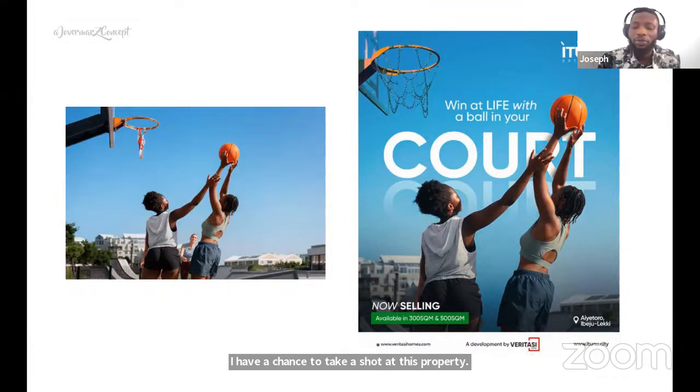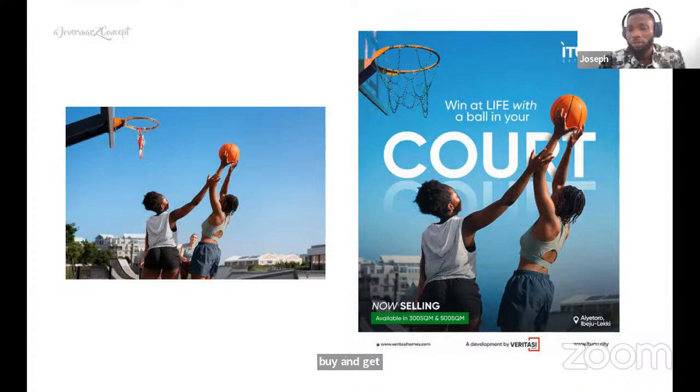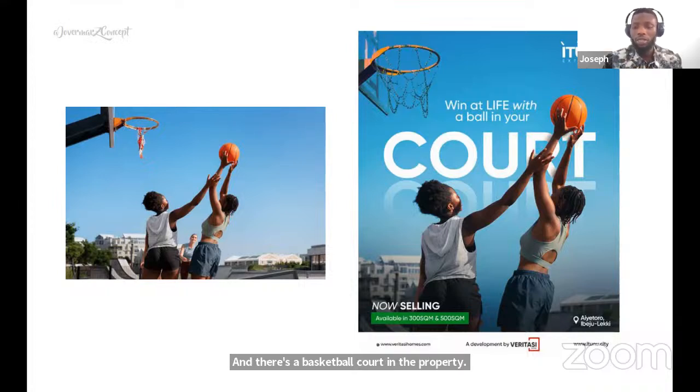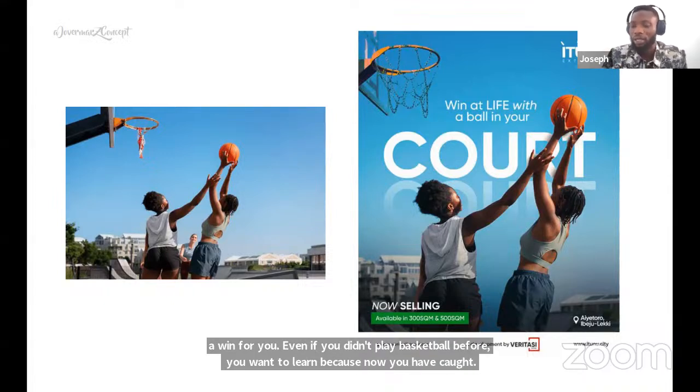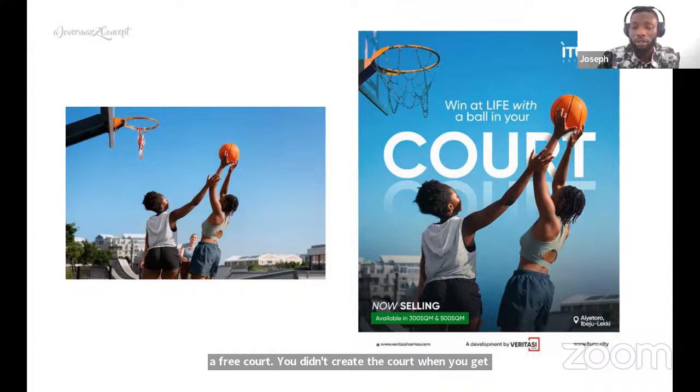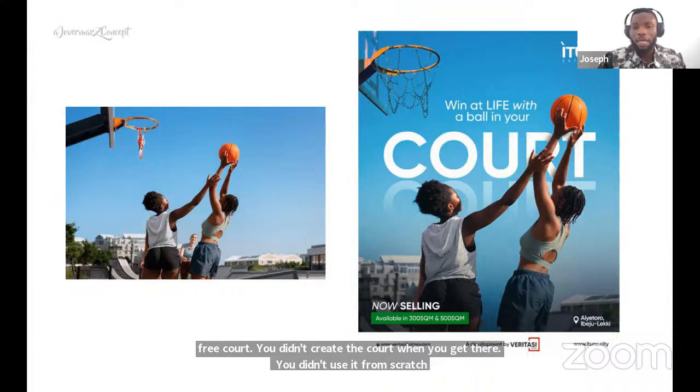Then there's the other part of buy and get. People like giveaways, people like freebies, people like pro bonos. So if I'm saying you buy this land and there's a basketball court in the property, that's a win for you. Even if you didn't play basketball before, you want to learn because now you have a free court. You didn't create the court when you get there. You didn't build it from scratch. Do you get? So it's a marketing strategy.